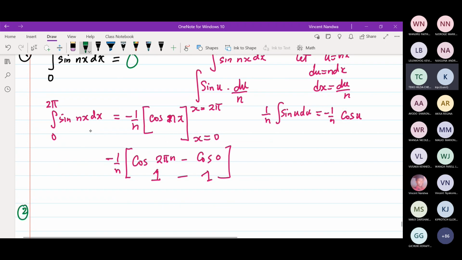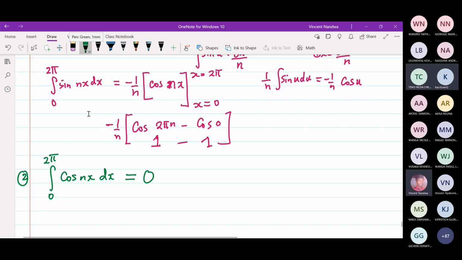And then number 2, please work out this. What if we have now cos of nx dx? Follow the same procedure and tell me the value of the integral. Zero. We also get 0. This will also give you 0. If you do the correct computation, then you must get 0 as the value of that integral.